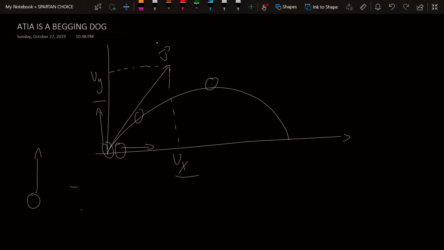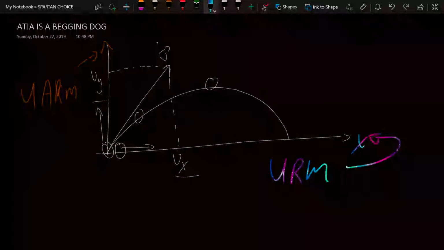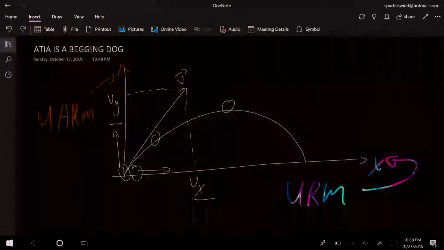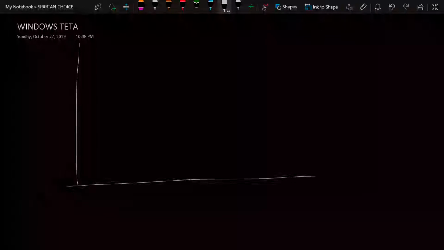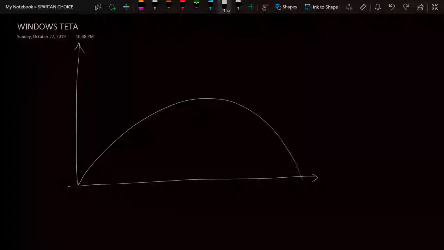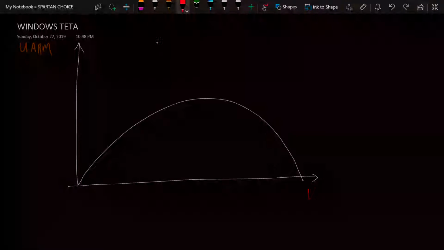So now we can also establish another rule of thumb. UARM occurs on the y-axis and URM occurs on the x-axis. Okay, now that that's established, let's look at the equations of motion and let's try to prove them. Let's draw the trajectory. We already established that on the y-axis you have UARM, x-axis you have URM.